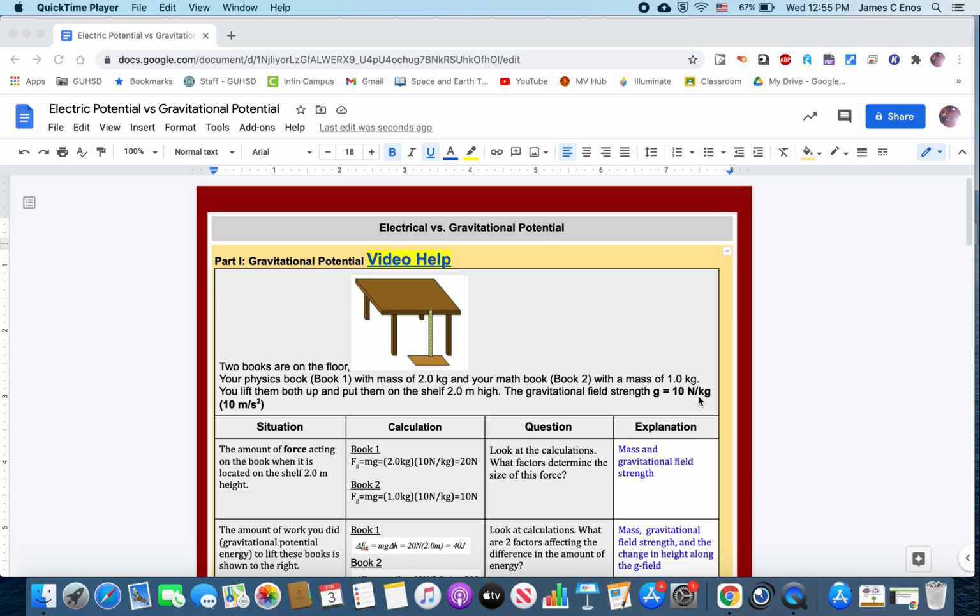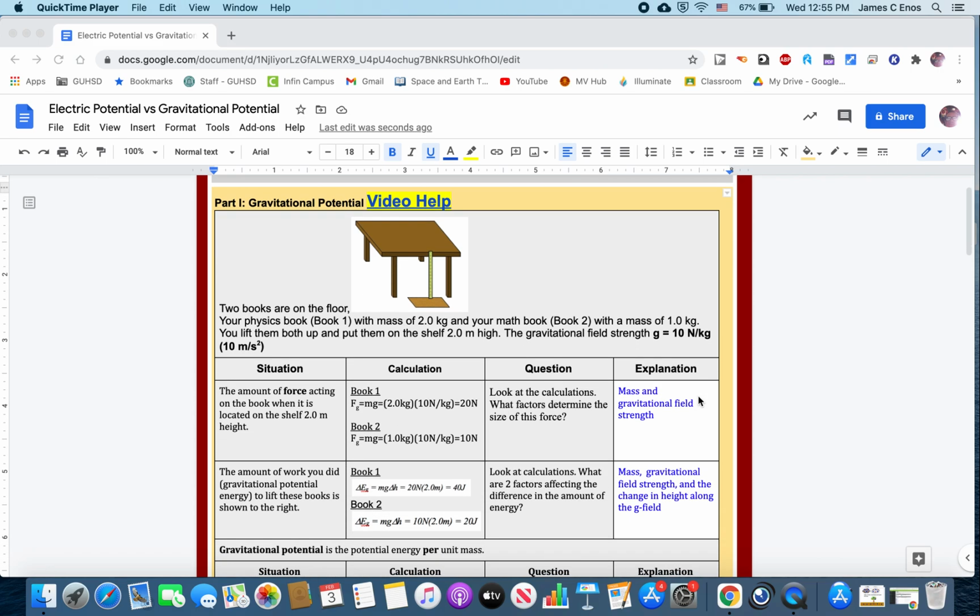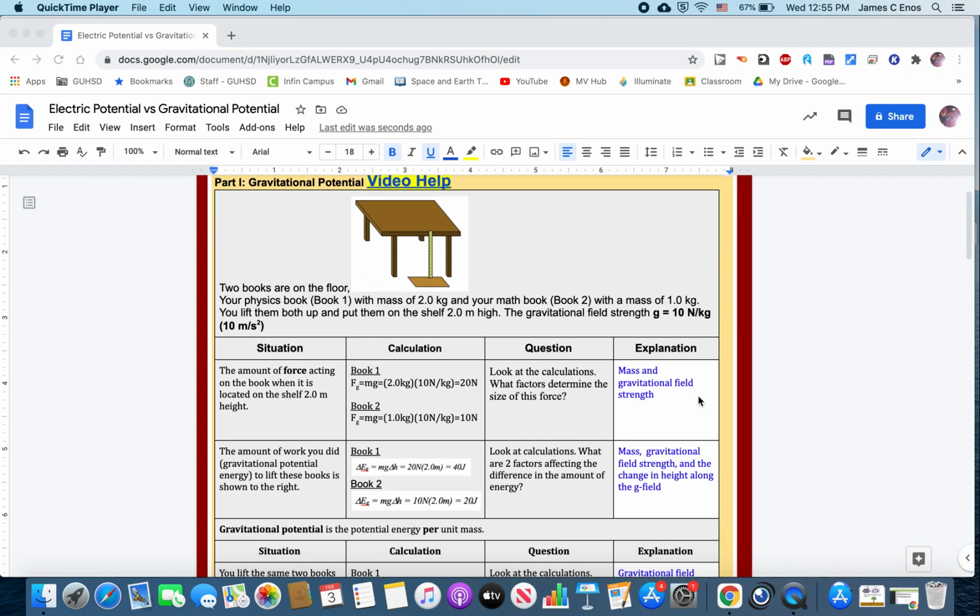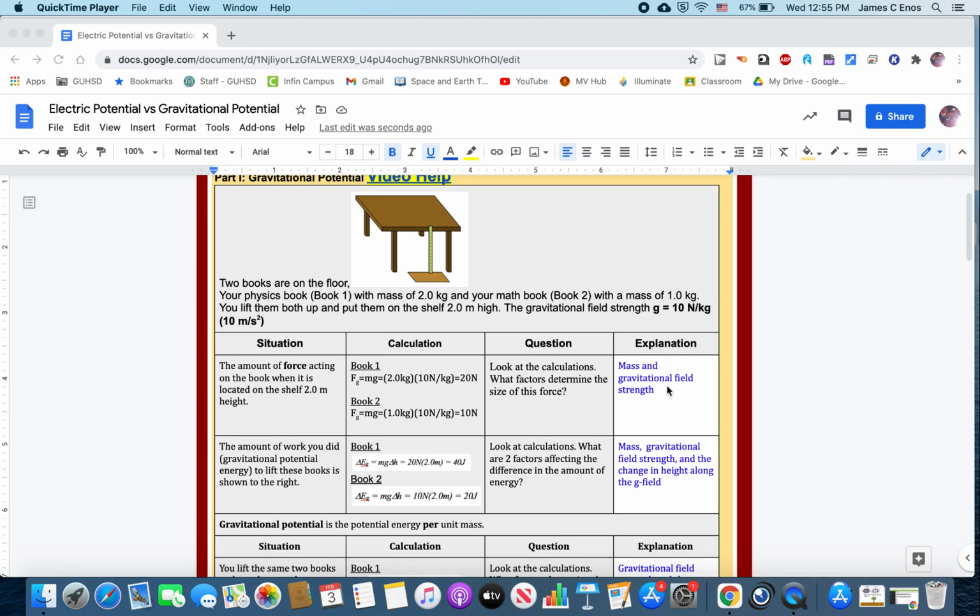As you begin this electrical versus gravitational potential assignment, we look at part one. Here we're looking at gravitational potential, and we are asked about the situation with a book on the floor, so really we're focusing on gravitational potential. Then it is asking a question about the calculation for the amount of force, and the factors determining the size of this.